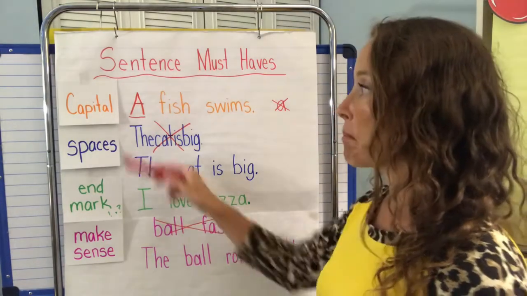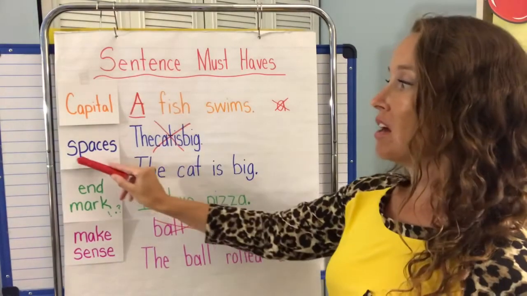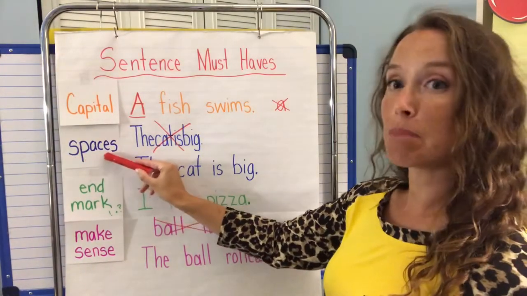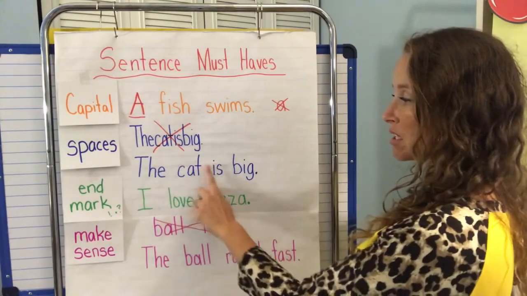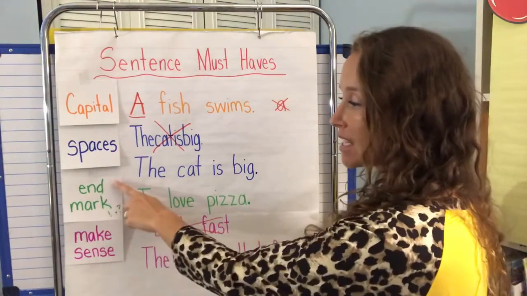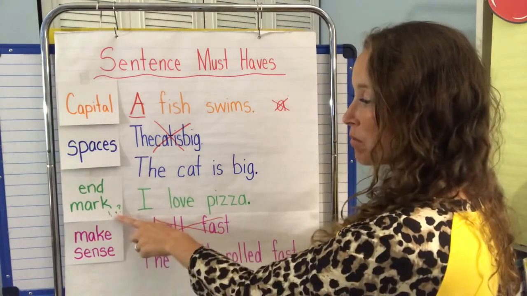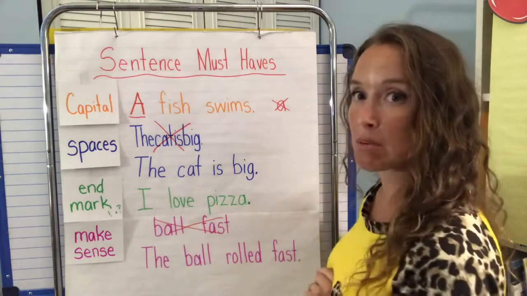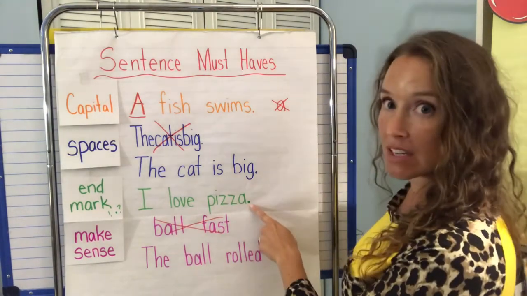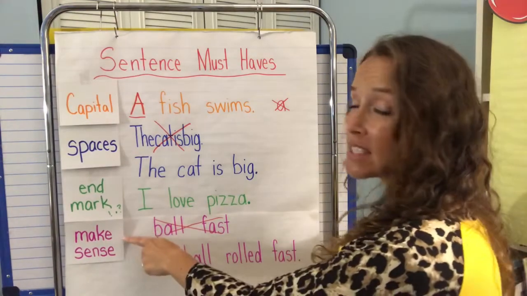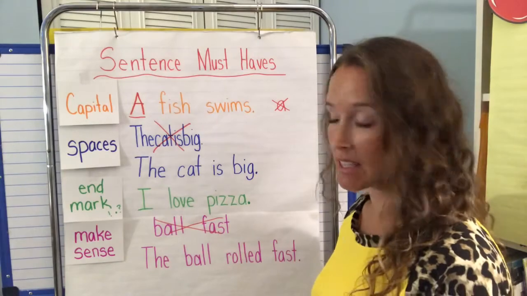Our sentence must have a capital letter. We'll start with a capital. Our sentences must have spaces. You know spaces? Spaces between our words. We can use our finger. Our sentences must have an end mark. Okay, we can use exclamation points, periods, question marks, depending on what type of sentence we're writing. Remember, most of the time it's a period. And our sentences must make sense. If it doesn't make sense, it's not a sentence.